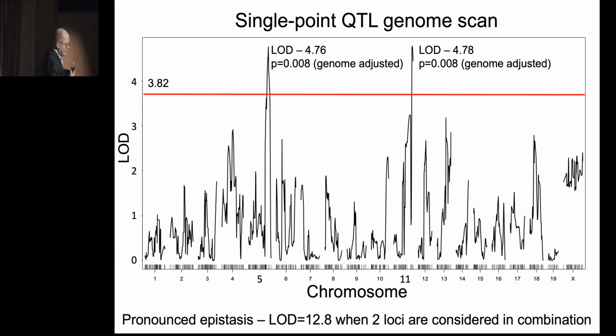We simply crossed the two strains, selected for mice with huge aneurysms, selected for mice with very small aneurysms, and did a non-parametric linkage analysis. And we're able to show that virtually all of the variation between the black 6 and 129 strains could be accounted for by only two loci, on mouse chromosome 5 and mouse chromosome 11. There was also evidence for gene-gene interaction or epistasis between these loci. When they were combined, the LOD score shot up to 12.8.